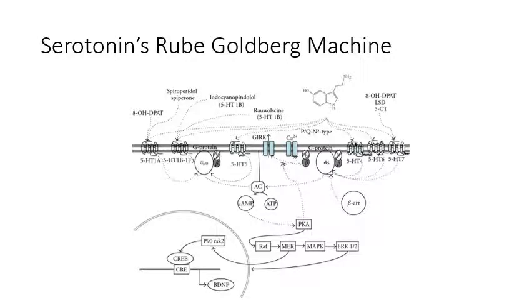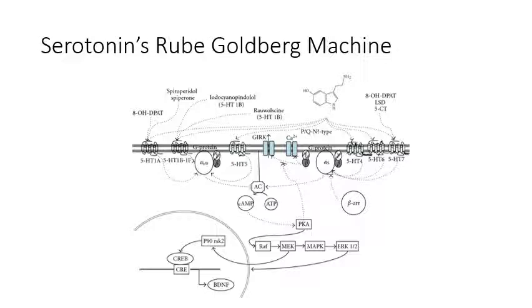So here's an example of a Rube Goldberg machine in the body. You don't need to know any of the details here, but I just wanted to show it to you as an example. This is a diagram showing the different receptor types for serotonin, which is a neurotransmitter in the brain. Serotonin carries messages in the brain from one neuron to the next. When it arrives at the neuron that's receiving the message, it has to bind to a receptor that will transmit the message into the cell and make something happen in response to that message.